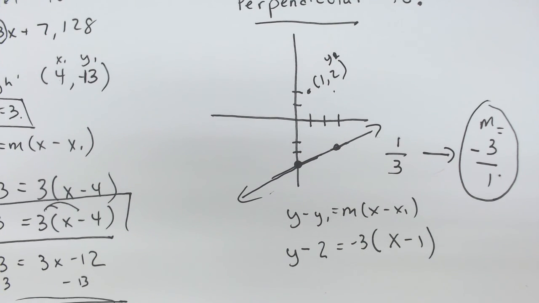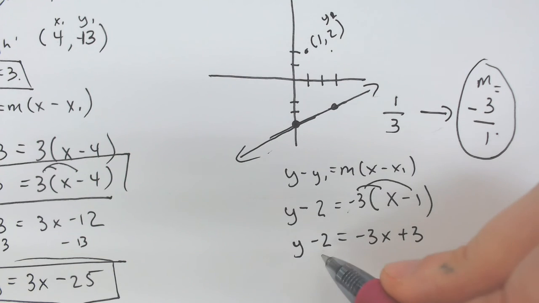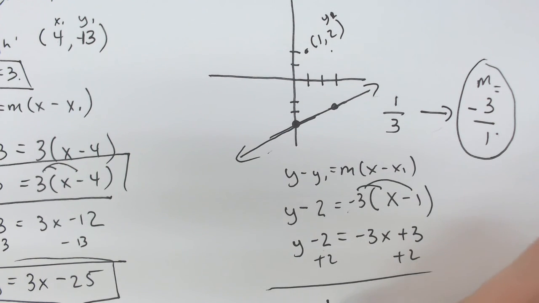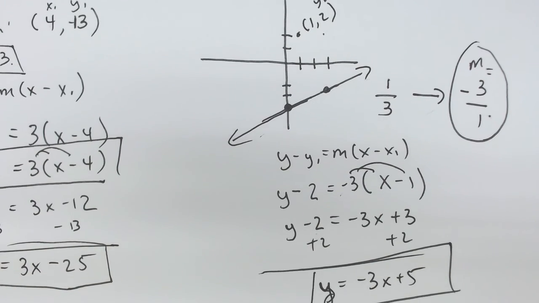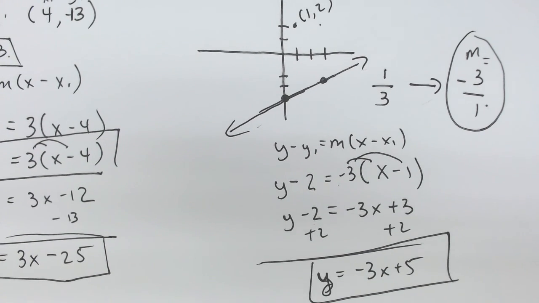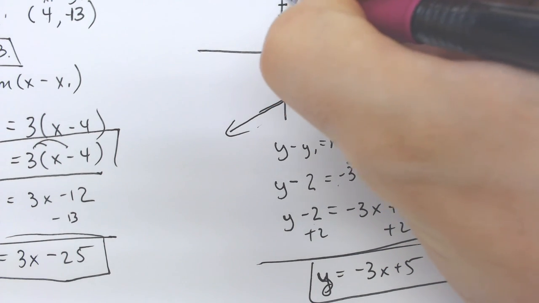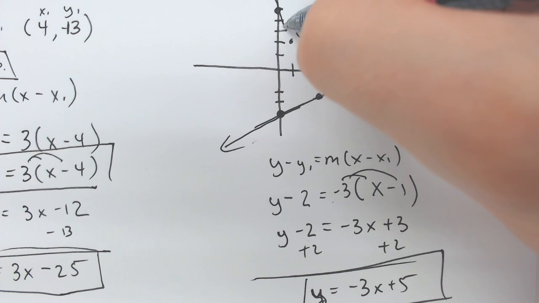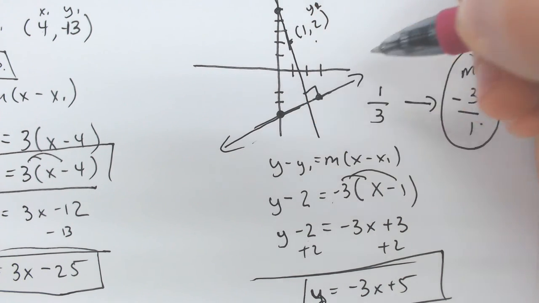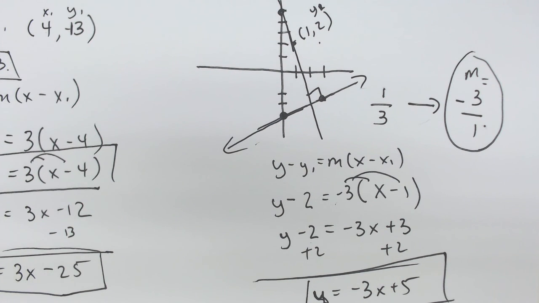For this problem, I want to distribute. I don't have to. I could circle this and call it a day, but I want to personally distribute to show you something. Y minus 2 equals negative 3x plus 3. Add the 2. Add the 2. Y would equal negative 3x plus 5. Now, the reason I wanted to show you that is if we were to graph negative 3x plus 5, it would be up by 5 for my y-intercept. And I would go down by 3 and over by 1 and down by 3 and over by 1 and down by 3 over by 1. It eventually would cross the line that was given at a 90-degree angle.